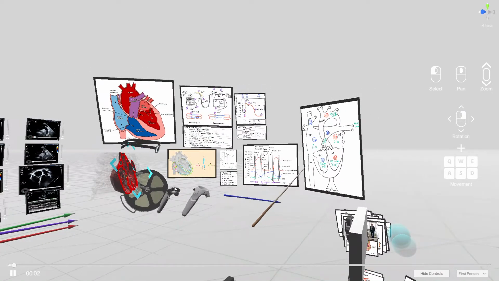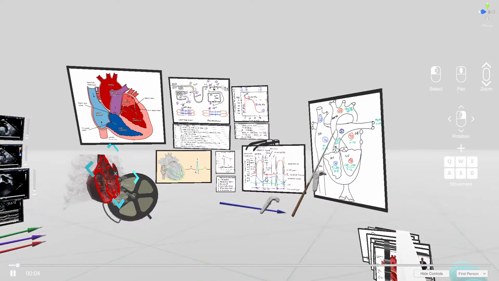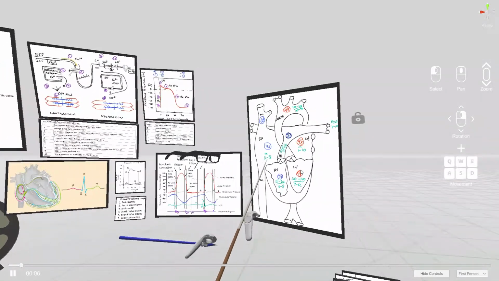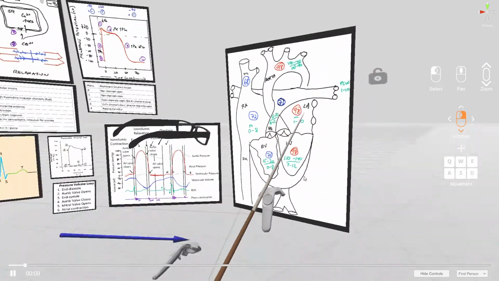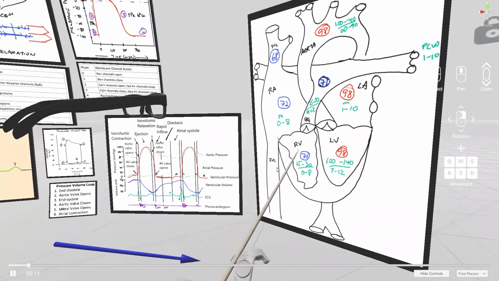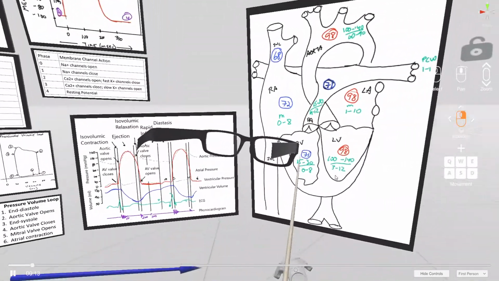Okay, so here we go again. What I have here is a heart. So right atrium, right ventricle, pulmonary artery, left atrium, left ventricle, and aorta. And the thing to keep in mind here are these green numbers.